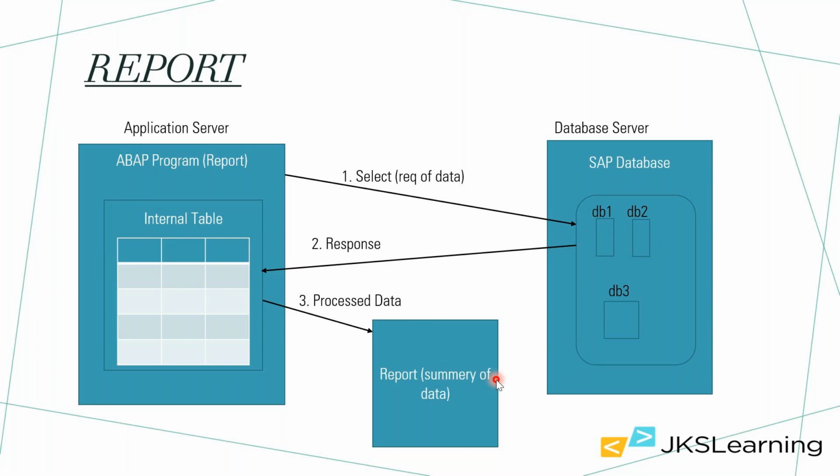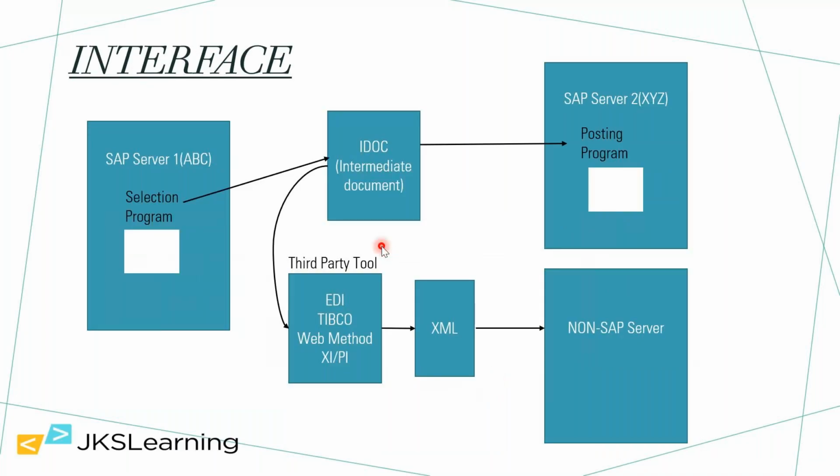In SAP ABAP, actually we have two kinds of report, that is classical and ALV. We'll see that in detail in the next sessions. Next is the interface. Interface means what? The name itself suggests that it is a kind of mediator.